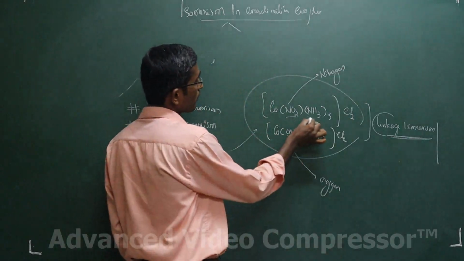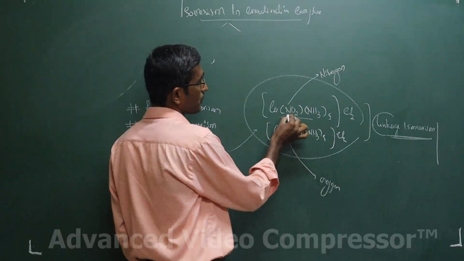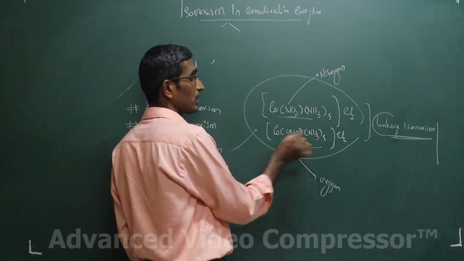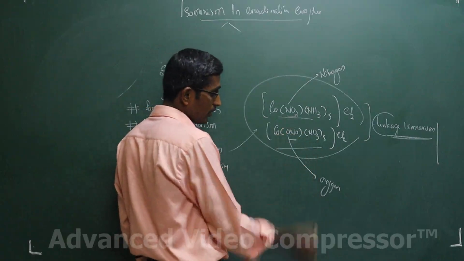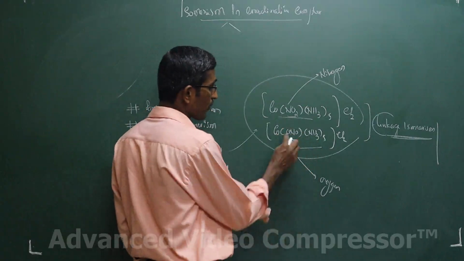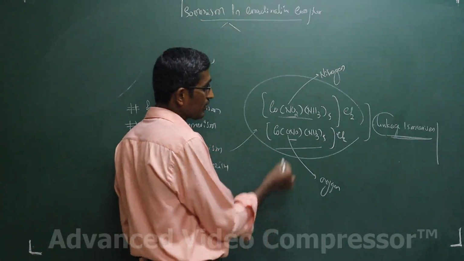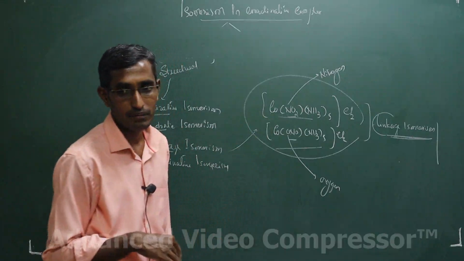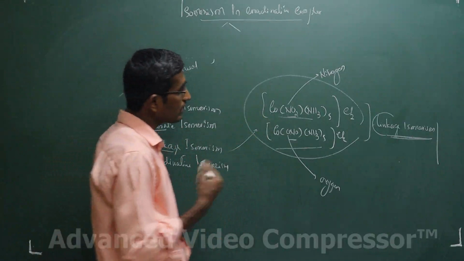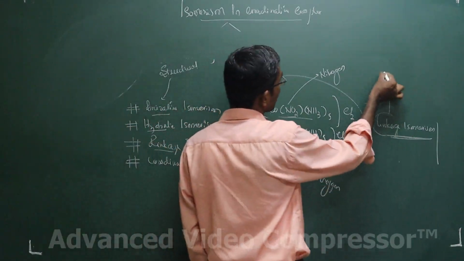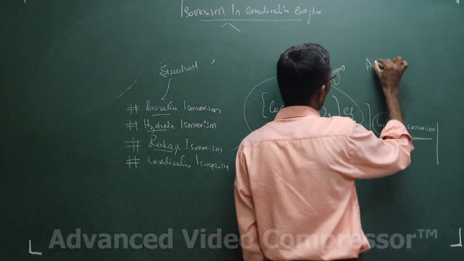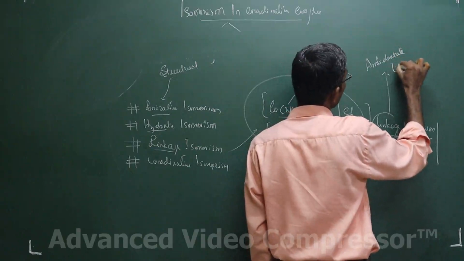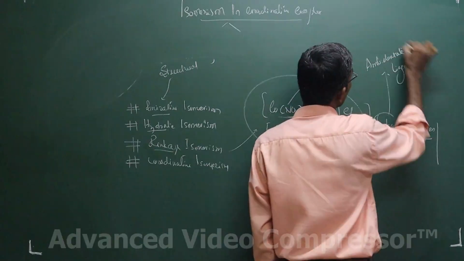So this complex, how do you name it? That is pentaammine nitro cobalt(III) chloride, whereas this is pentaammine nitrito cobalt(III) chloride. Why? Because the oxygen is getting linked. In this case the coordinating atom is oxygen, in this case the coordinating atom is nitrogen. Linkage isomerism is possible only when you have an ambidentate ligand. When you have an ambidentate ligand, then there is a question of linkage isomerism.